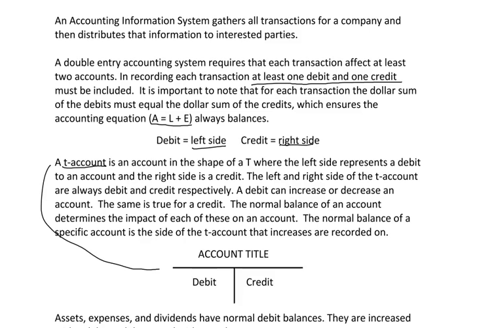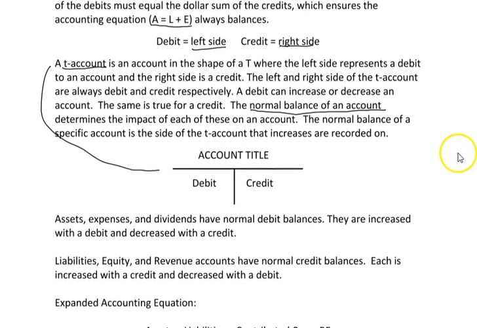All right, so the key thing that we need to learn is the normal balance of an account. The normal balance determines whether the debit is the increase or decrease and whether the credit is the increase or decrease, right? So the normal balance is very important. Once you understand that, it helps you a lot with your journal entries or whatnot going forward in this class.